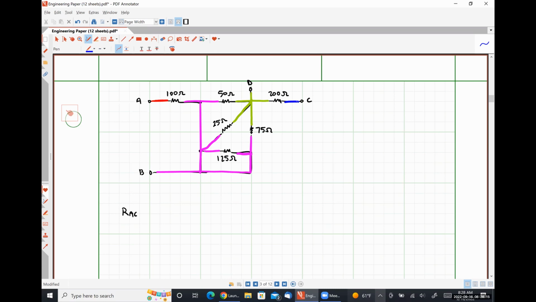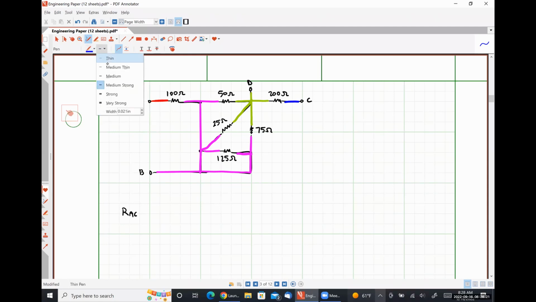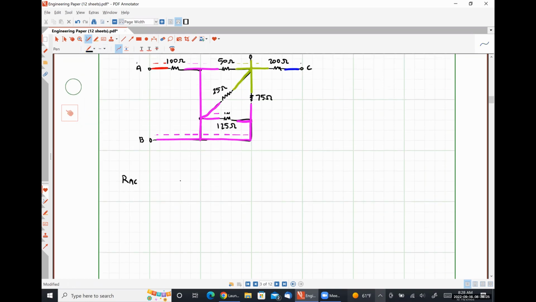So if I'm trying to find the resistance RAC, what I like to do is put my A terminal on the left-hand side of my page and my C terminal on the right-hand side of my page, and then effectively play connect the dots with resistors, okay? So what I'm looking for is the different possible ways I can go from A to C.